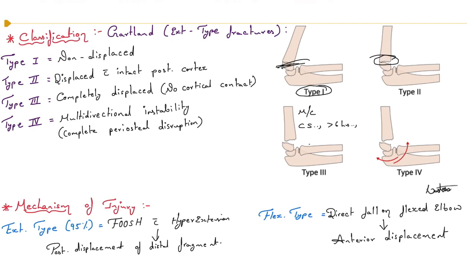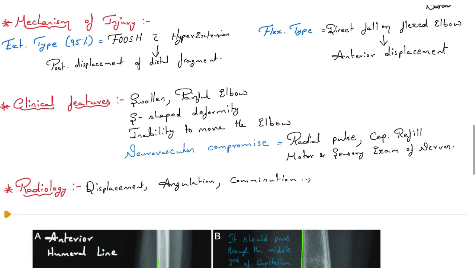Okay, next one, mechanism of injury. Mostly this is an extension type fracture. In extension type fracture, in 95% of patients we can see a fall on an outstretched hand, and some posterior displacement of the distal fragment. Next one, flexion type. In flexion type the patient falls on a flexed elbow, and you can see anterior displacement in this patient.